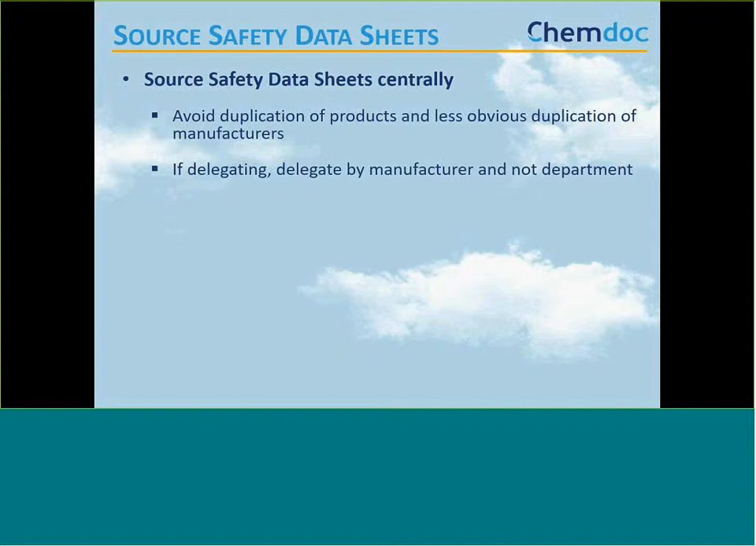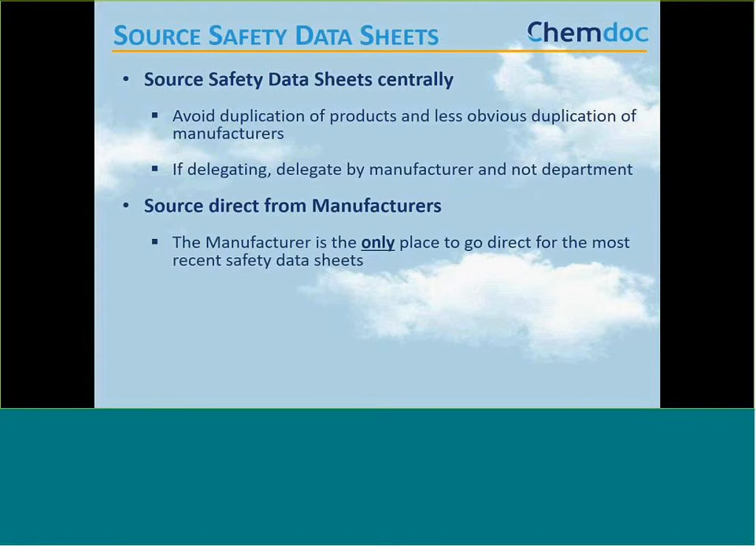If you're doing it that way, and if you are delegating the work out, so it's not just one person going and getting all the safety data sheets, the natural way to delegate it is by department. So person A is sent off to get safety data sheets for the theatre, person B is sent off to get safety data sheets for endoscopy, etc. And we would say again, don't fall into that. If you're delegating, delegate by manufacturer. So send person A off to get safety data sheets from these 10 manufacturers, person B to get them from these 10 manufacturers, etc.